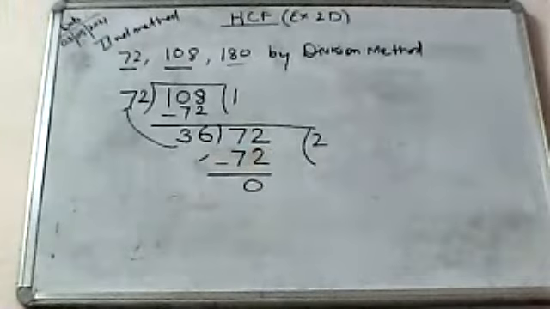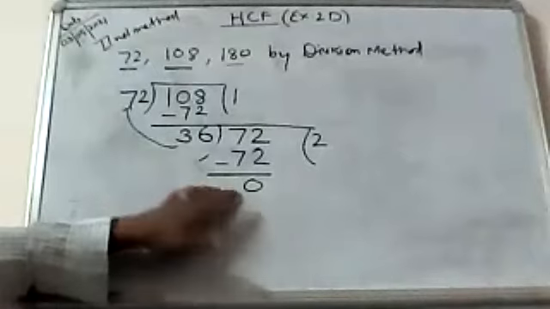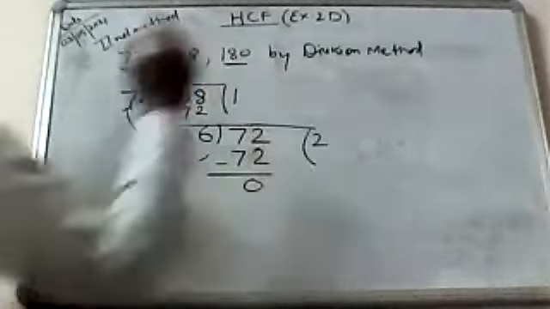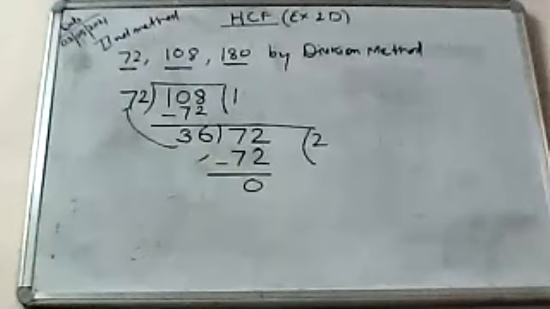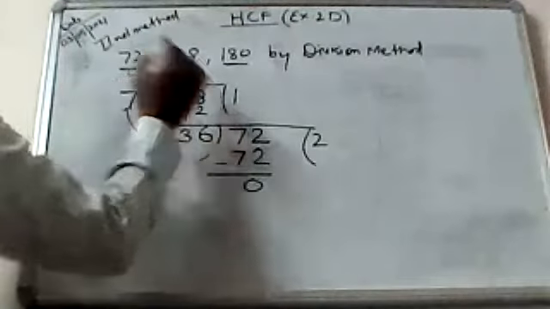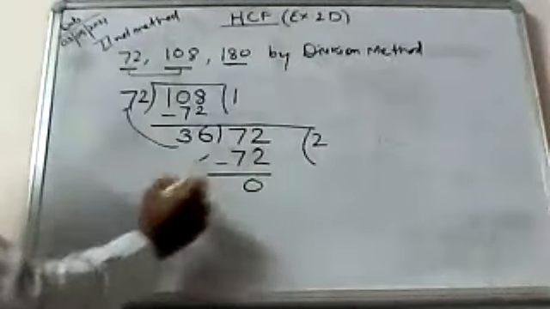And now children, you can see that we will get remainder as a 0, then stop. But what about 180? 180 is still remaining. So we have to successfully take out the SCF of 72 and 108, that is 36.